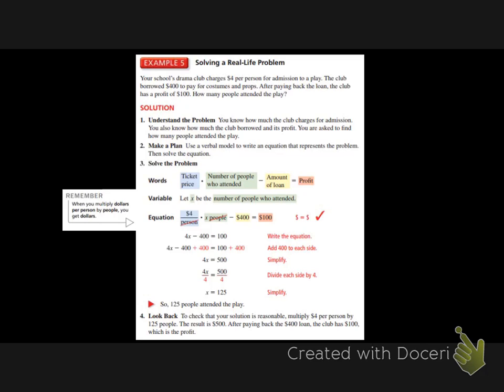So again, first off, understand the problem. You know how much the club charges for admission. You also know how much the club borrowed and its profit. You're asked to find how many people attended the play. So let's make a plan. Use a verbal model to write an equation that represents the problem, then solve the equation.